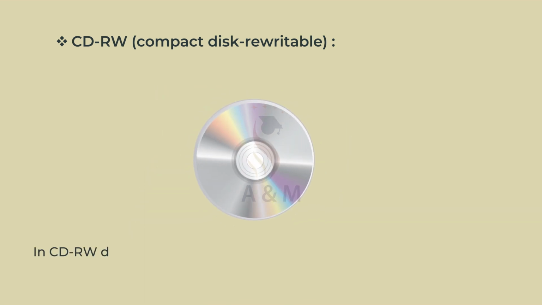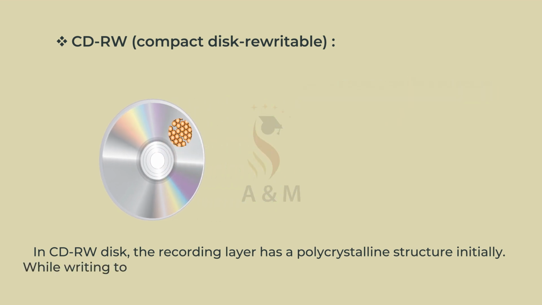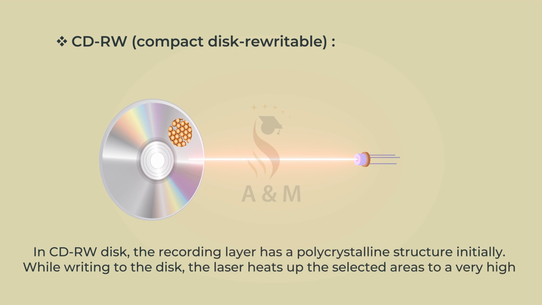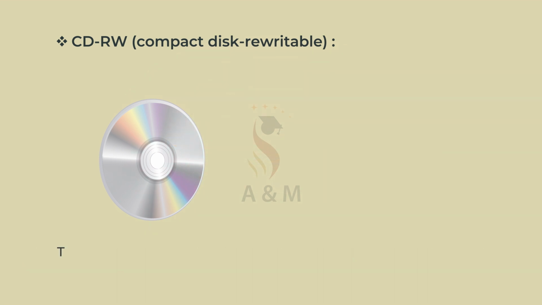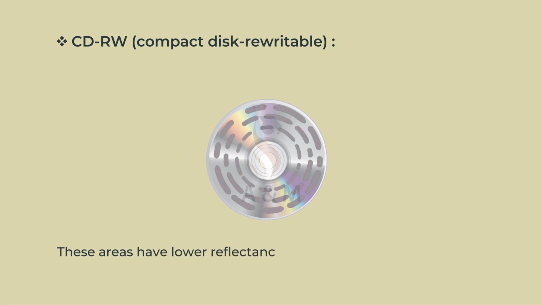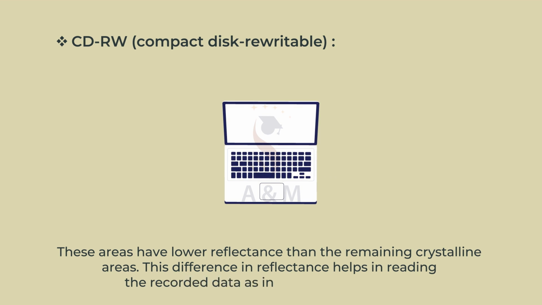In a CD-RW disk, the recording layer has a polycrystalline structure initially. While writing to the disk, the laser heats up the selected areas to a very high temperature, which melts the crystals into a non-crystalline amorphous phase. These areas have lower reflectance than the remaining crystalline areas. This difference in reflectance helps in reading the recorded data as in the case of CD-R disk.